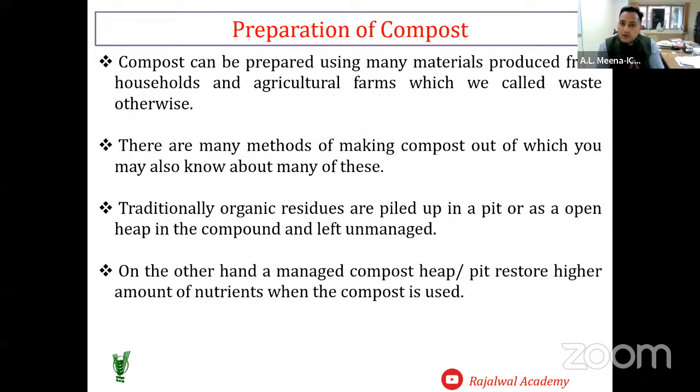Compost can be prepared using many materials produced from households and agricultural farms, which we otherwise call waste. Means the waste materials produced from our farms as well as our houses can be used for the preparation of compost. There are many methods of making compost, out of which you may already know many.